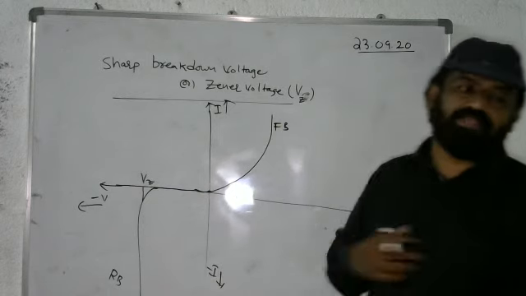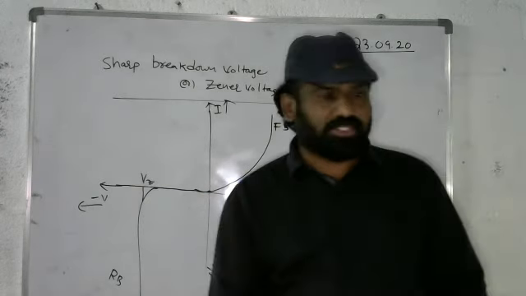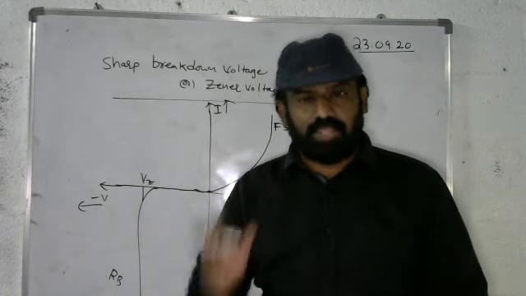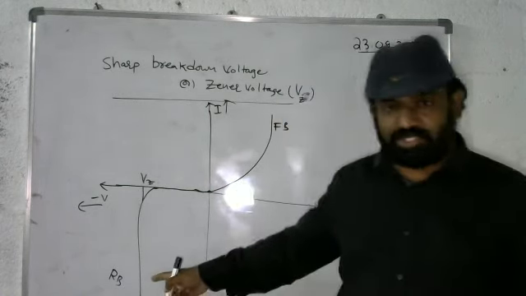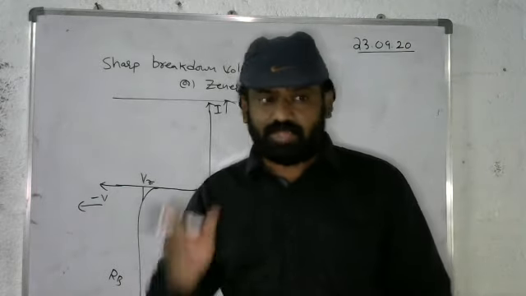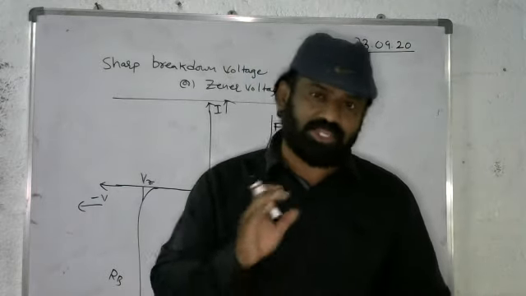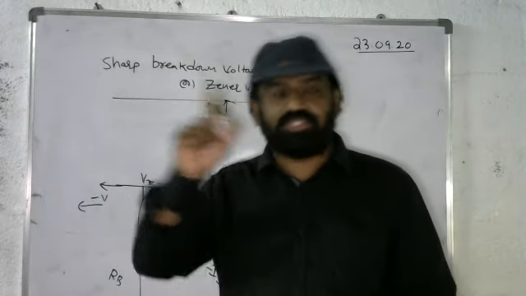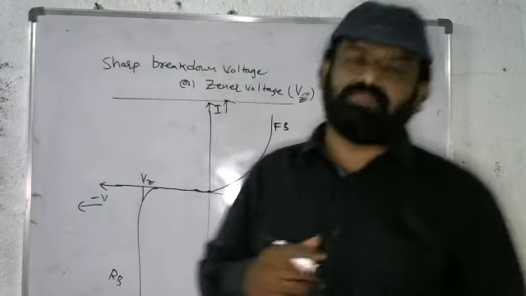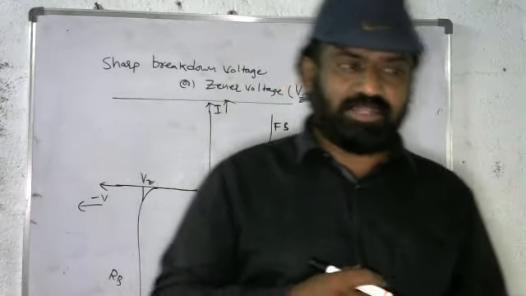That voltage is said to be Zener voltage. It occurs only in reverse bias condition, so we can define it like this: at a particular voltage in reverse bias condition, the current increases rapidly, then that voltage is said to be Zener voltage. This is an important definition for exams, which carries 2 marks.